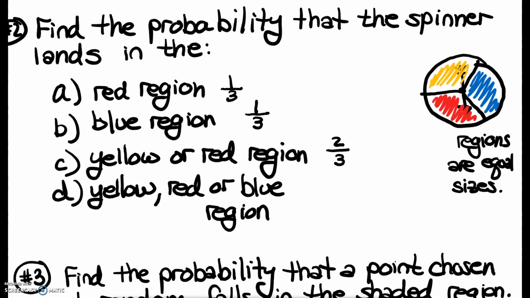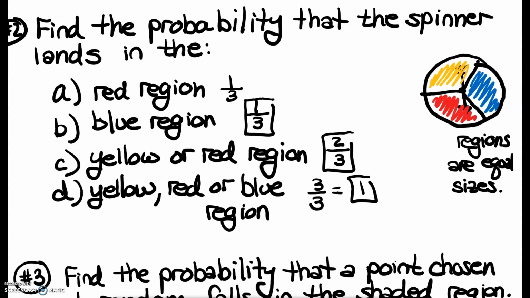How about the probability that it lands in the yellow, red, or blue region? Well, that's 3 regions out of 3 regions, which is 1. That means every time it spins, it's going to fall in either the yellow, red, or blue region. And I know in reality there are black lines on that spinner, but they're so negligible and they don't give us any information that we don't include them.